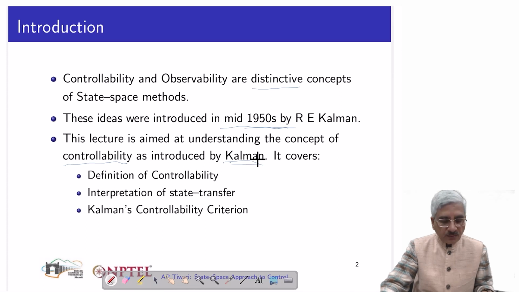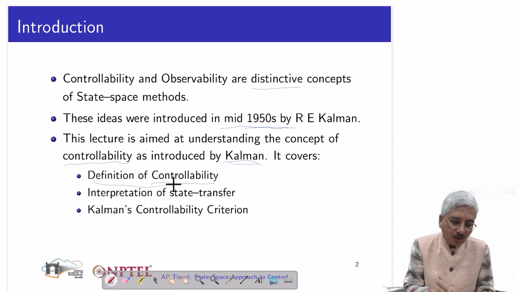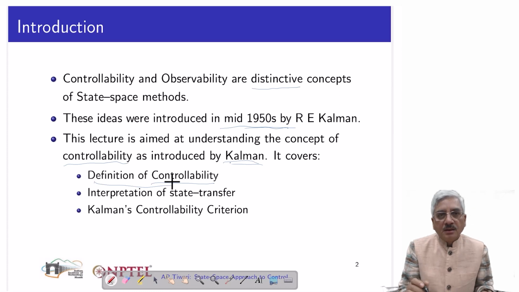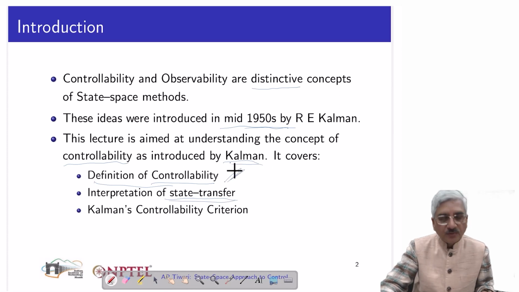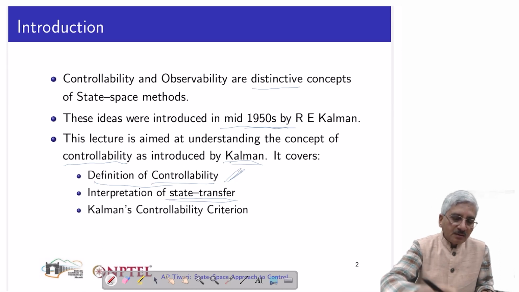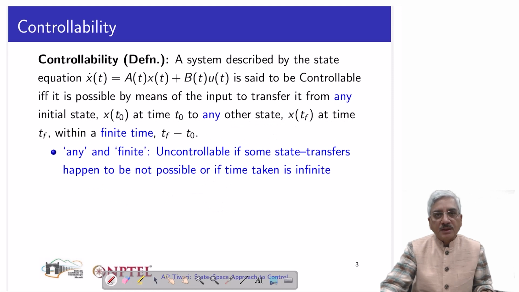In this lecture, we will cover the definition of controllability, how it is defined, the interpretation of state transfer, because we will see that the definition of controllability involves state transfer. So we have to do some interpretations about the state transfer, and the Kalman controllability criterion. Let us proceed ahead. We begin with the definition of controllability.